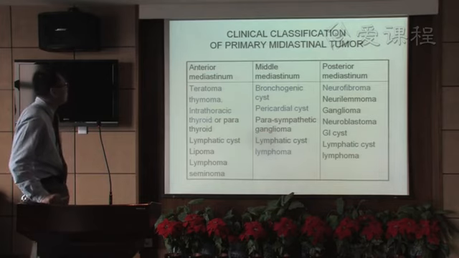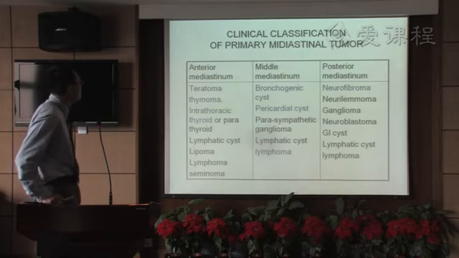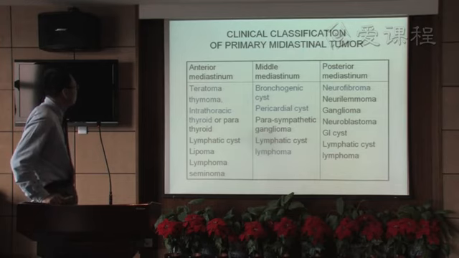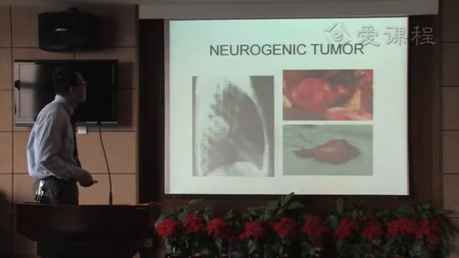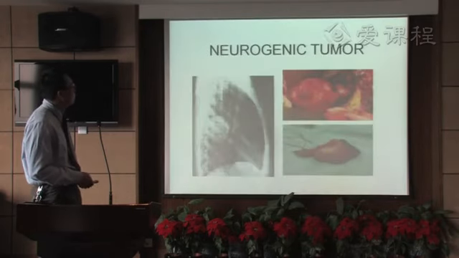In the anterior mediastinum, there are teratoma, thymoma, intrathoracic thyroid or parathyroid, etc. In the middle mediastinum, bronchogenic cyst, pericardial cyst, and lymphoma are common. And in the posterior mediastinum, neurofibroma is the most common type. This is a picture of a neurogenic tumor.